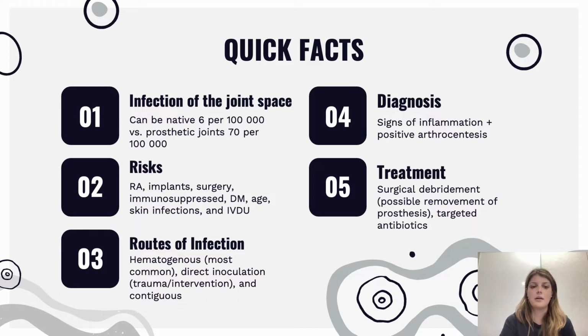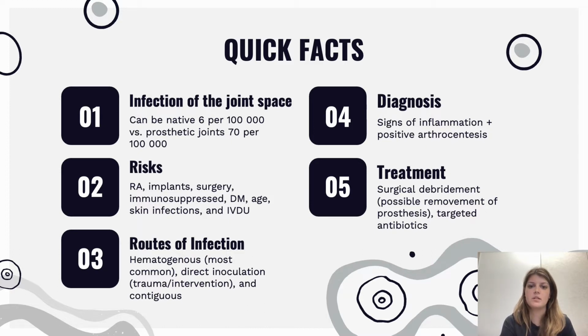There's 3 main routes of infection, the first being hematogenous spread, so through the blood, and that can be like disseminated infections. There's direct inoculation. That's when we're talking about the surgical interventions or procedures and trauma. And then there's contiguous spread, which is just from a local area.